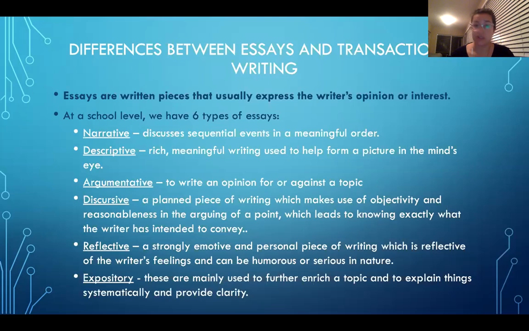We have discursive essays, which is a planned piece of writing, making use of objectivity and reasonableness in the arguing of a point. And this leads to knowing exactly what the writer has intended to convey. We have reflective essays, which are strongly emotive and personal pieces of writing, and they're quite reflective of the writer's feelings at the time. These can either be quite serious or humorous in nature.